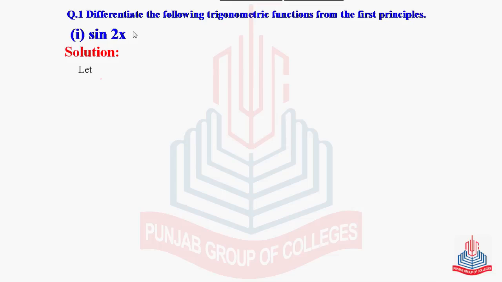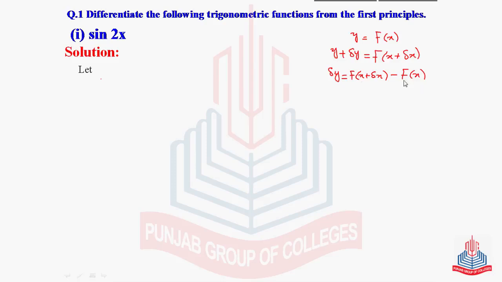Start our process of differentiation by first principle. As we discussed in 2.1, 2.2, this actually consists of a 4-step process. First we have y is equal to f of x. Then we apply our first step, y plus delta y, and this will become f of x plus delta x, and then delta y will be equal to f of x plus delta x minus f of x.